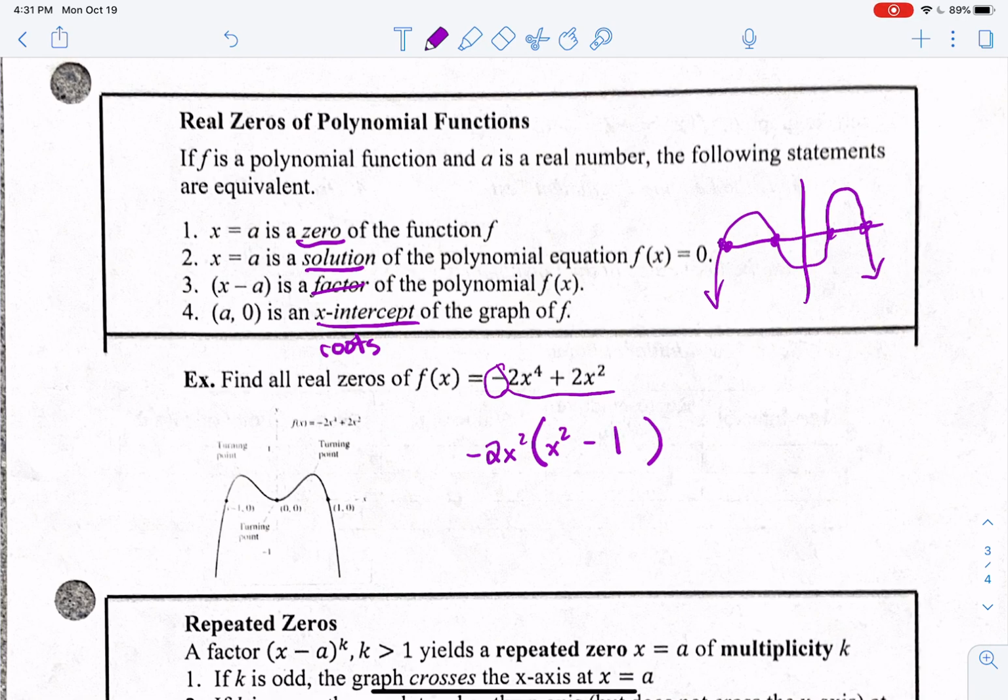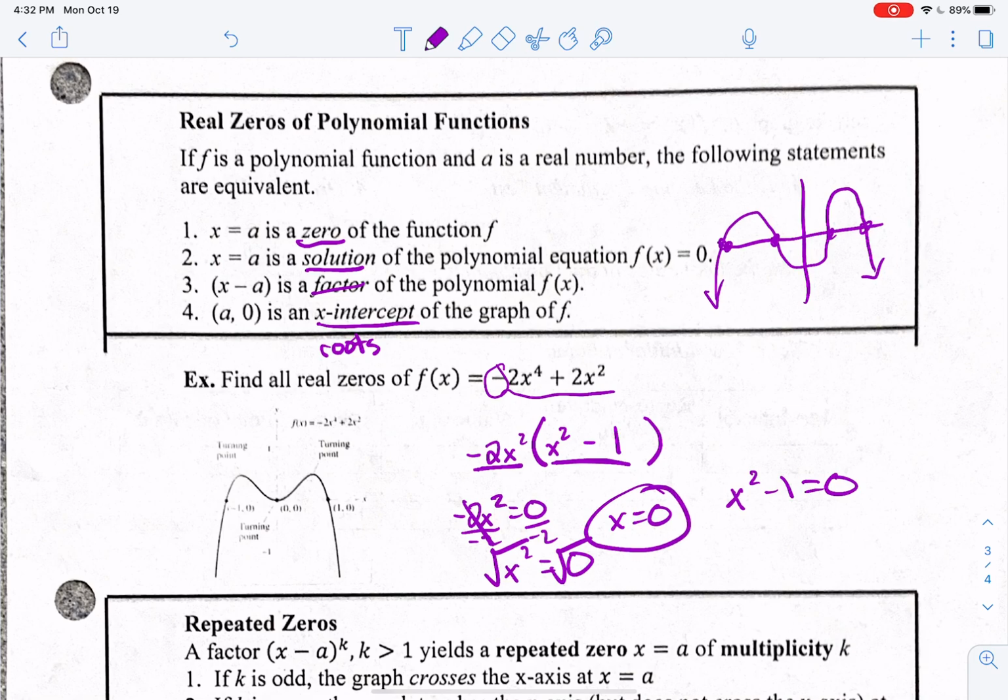Okay. So after I do that, I have 2 pieces here, and I'm going to set each one of them equal to 0. So negative 2x squared equals 0. And x squared minus 1 equals 0. Okay. If I divide by -2 to start with, x squared will still be equal to 0, because 0 divided by negative 2 is still 0. And if I take the square root, x equals 0. So that's one place where he's crossing. You can see that on the graph over here.